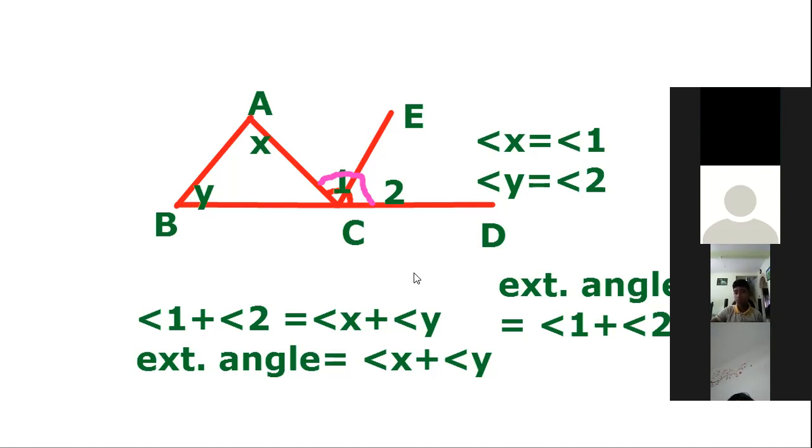Did you get the idea about that exterior angle property of a triangle? Yes, miss. Very simple. That is, an exterior angle of a triangle is equal to the sum of interior opposite angles. This is known as the exterior angle property.